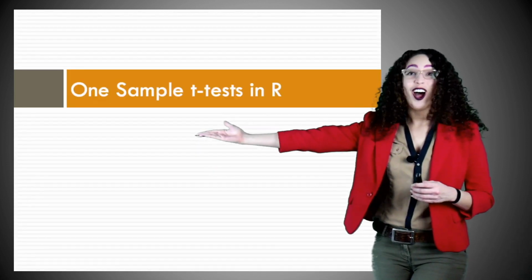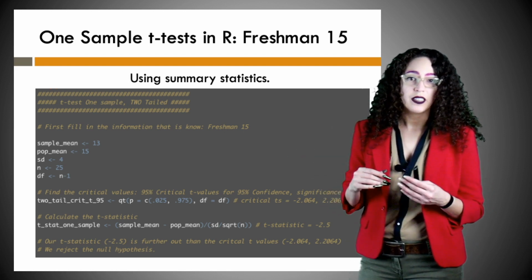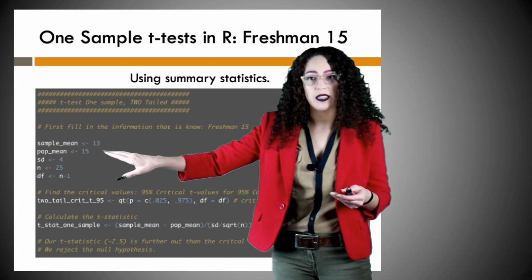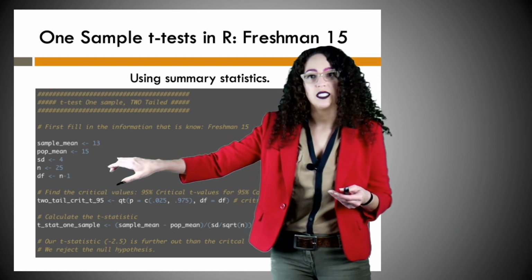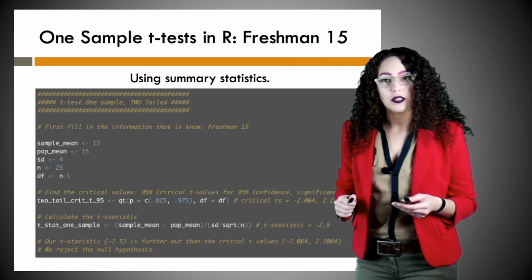One-sample t-test in R. So here is the one-sample t-test in R with that freshman 15. First off, you need to tell R, of course, all the information that we have, so our sample mean, population mean, standard deviation, n, and our degrees of freedom. Then we need to get our critical values.